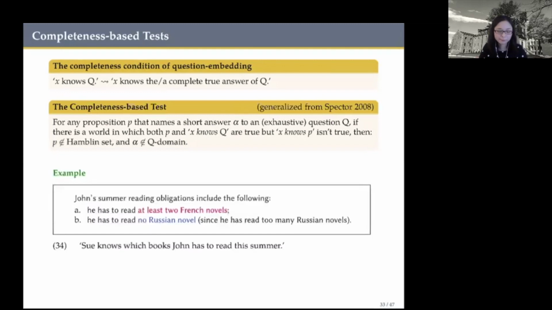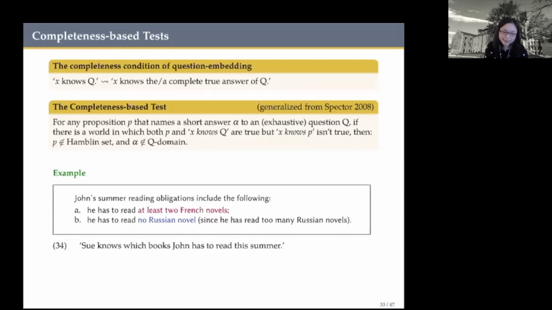Let's see an example. Here we're looking at a context that describes John's summer reading obligations. There are two obligations. A, he has to read at least 2 French books. B, he has to read no Russian novel because he has already read too many. And we're asked to judge the inferences of the sentence in 34: Sue knows which books John has to read this summer. Okay, everyone get the context?